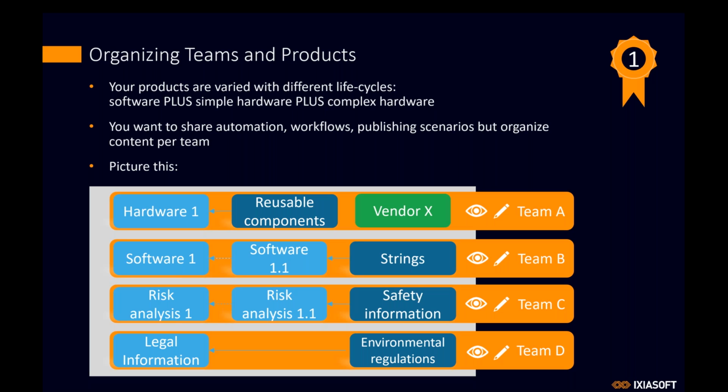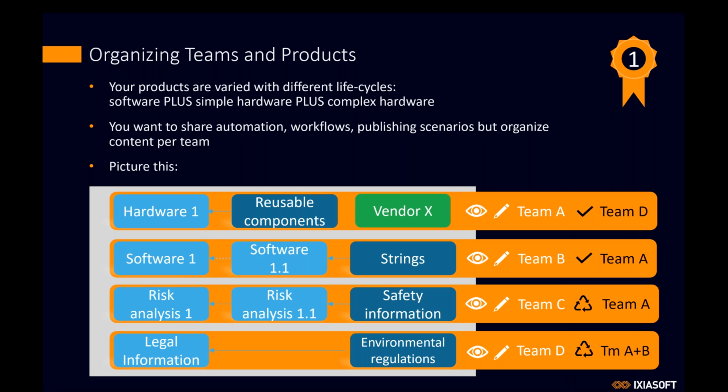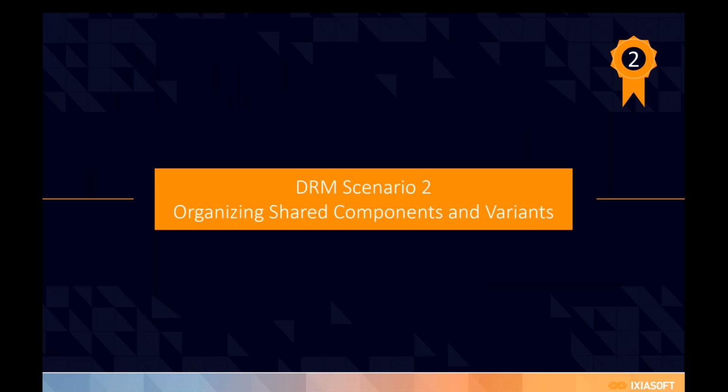If you can flip to the next slide, please. Yes, here we go. So here we have additional access where, for example, the hardware team needs to be able to see and reuse the safety content and the legal content, whilst the safety and legal team can participate and need to participate with, for example, content reviews and approvals. And this concludes our first scenario, organizing teams and products.